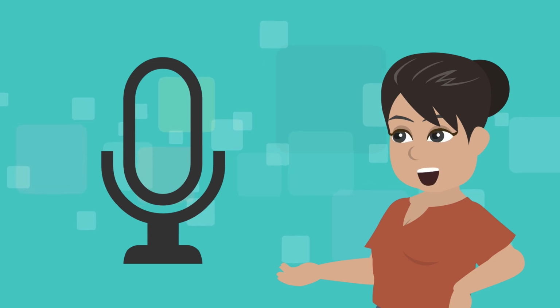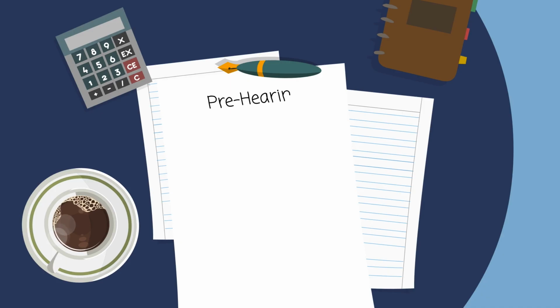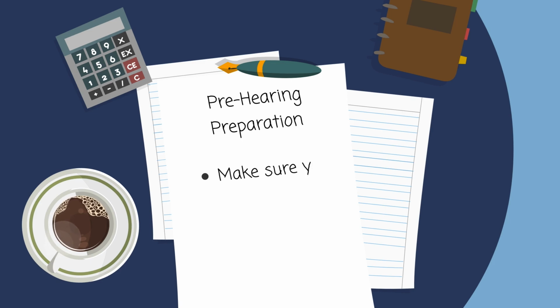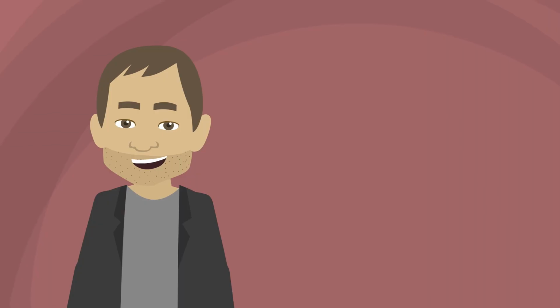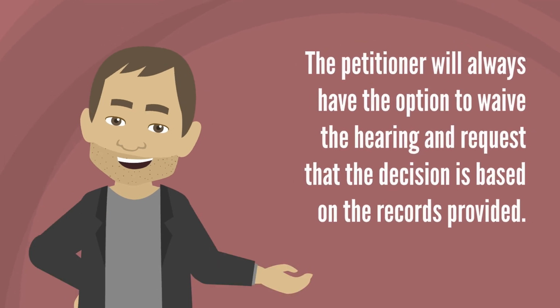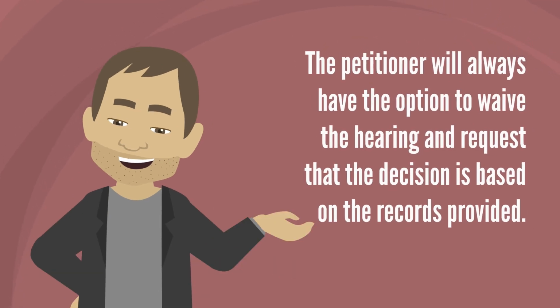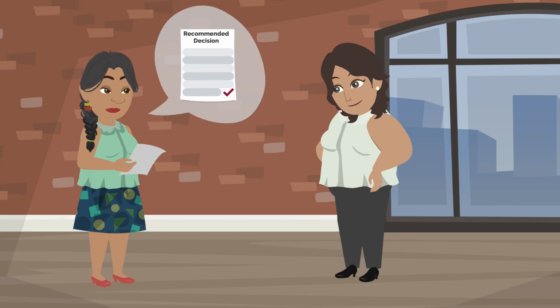In order to have the most efficient hearing, make sure you have completed any pre-hearing preparation and have all your relevant documentation on hand. The petitioner will always have the option to waive the hearing and request that the decision is based on the records provided. Once the hearing officer has accumulated all the relevant tax information, they will create a recommended decision which will be submitted to the Board of Appeals for approval.